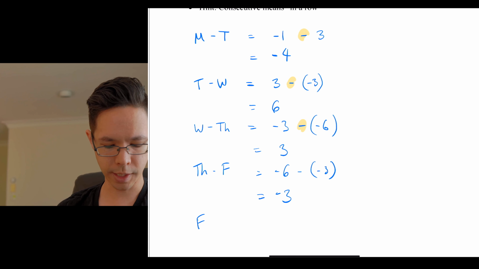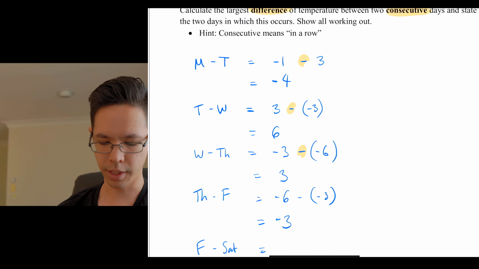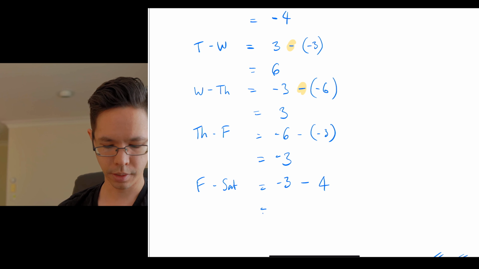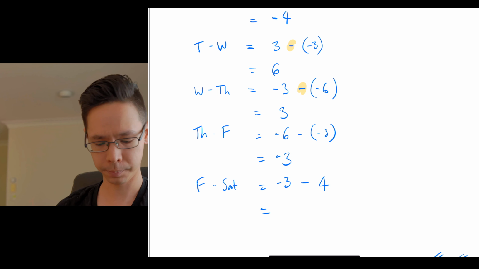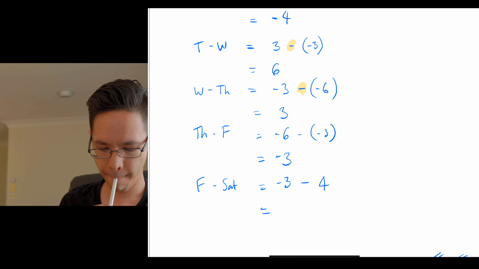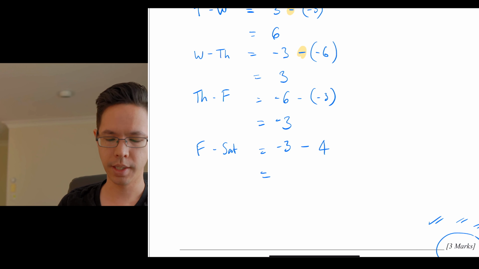Now we're doing Friday, Saturday. Friday was -3. Saturday was 4 degrees. So -3 take away 4 is getting more negative. It's going to be -7.